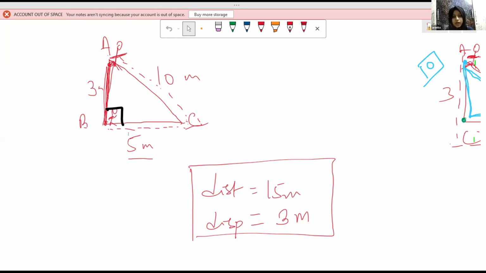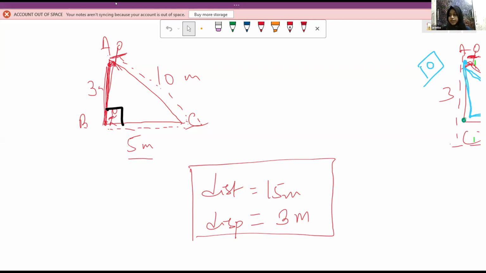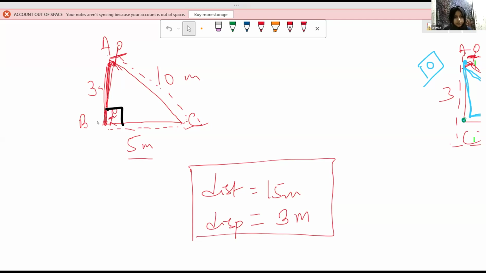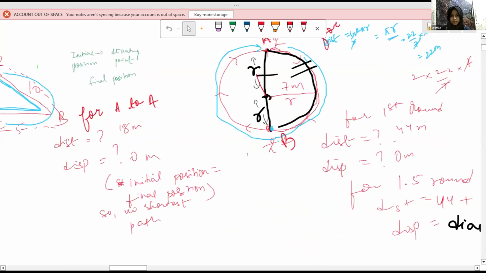Now, can you tell me the displacement? Displacement, I have told you, is the difference between the initial position, the starting point, and the final position, the final point. So from here to here, you can see it. That is the shortest path. The person could have gone like this, but that is the longer route. For displacement, we only see the shortest path. So that is 3. Understood? Easy. Let's move ahead with the next example.